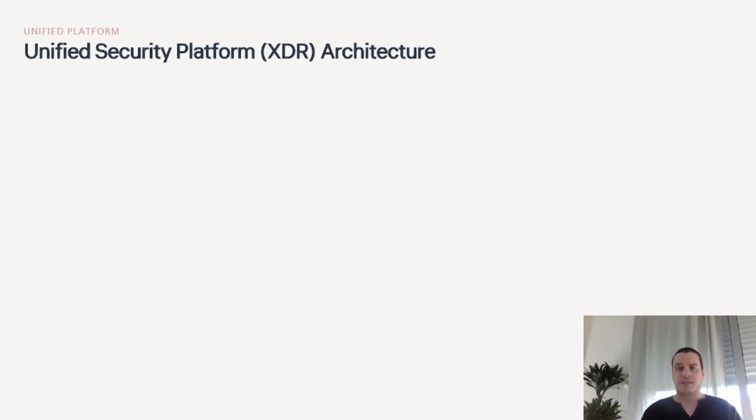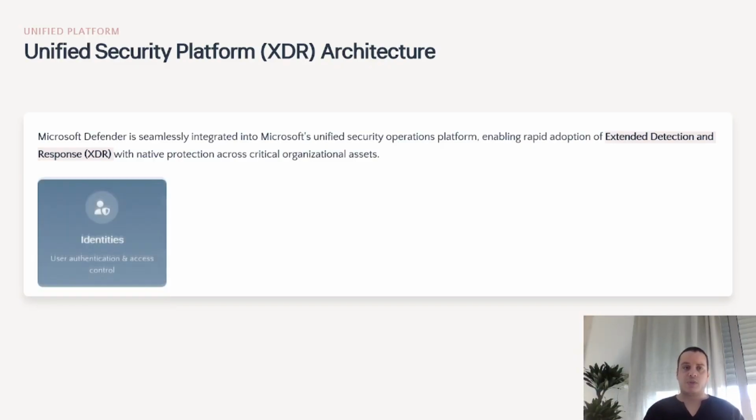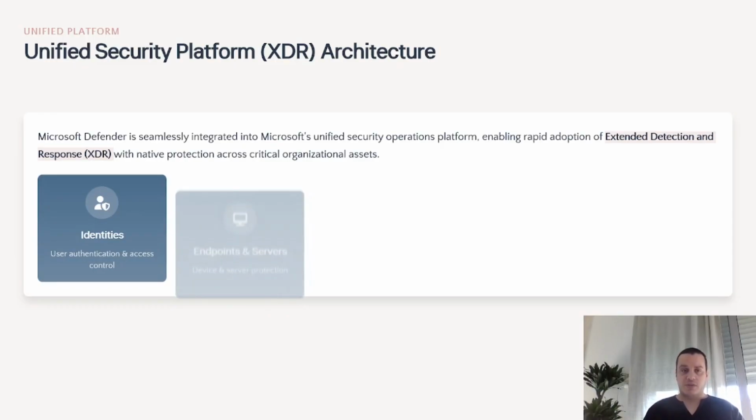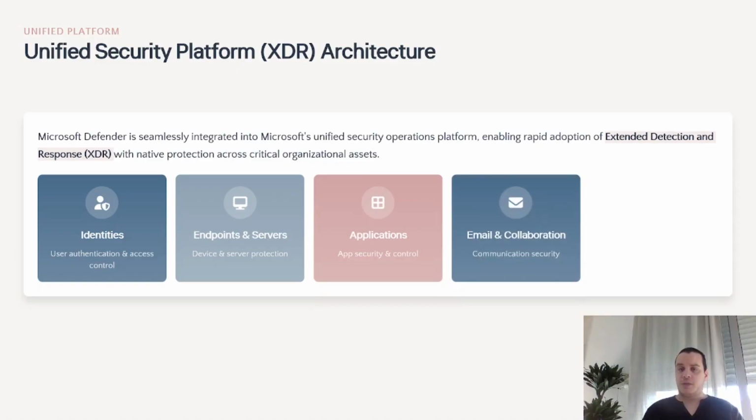Unified Security Platform, XDR architecture. So Microsoft Defender is seamlessly integrated into the Microsoft Unified Security Operations Platform, enabling rapid adoption of extended detection and response, XDR, with native protection across critical organization assets and providing multiple security solution visibility, which will cover identity. The identities will protect user authentication and access control. It provides protection for the device and server. Application: you have application security and application control. Email and collaboration, it provides communication security. And lastly, data protection.